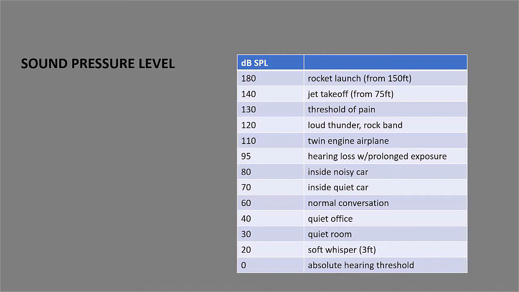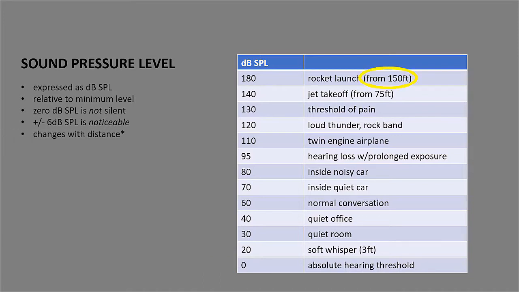Now, let's dive into sound pressure level just a bit more. Decibel sound pressure level, or volume in layman's terms, is abbreviated as dBSPL and is relative to a minimum level. In other words, 0 dBSPL is not silent, but it's the average of the human absolute hearing threshold. Your ears can clearly hear a volume difference of plus or minus 6 dBSPL. An important point to remember is that dBSPL changes with distance. A roaring rocket launch seems much louder at 150 feet than it would from 500. This is especially important to us here at Valcom because it directly influences the placement of paging speakers and horns.